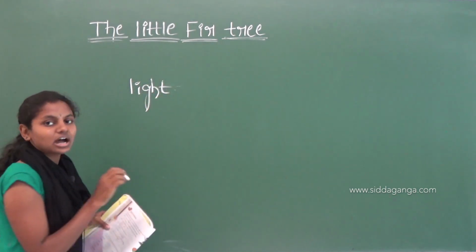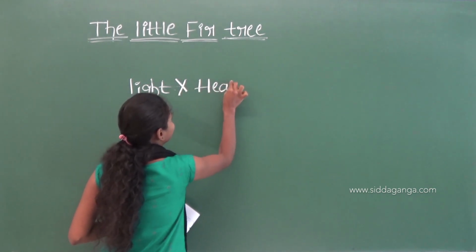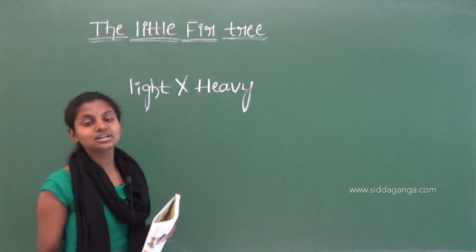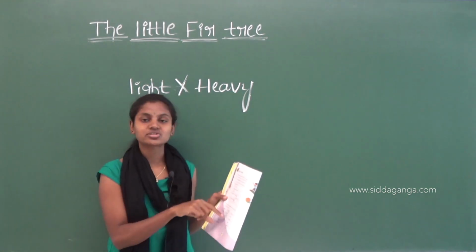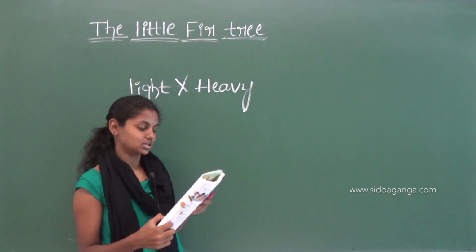For light, the opposite word is heavy. Understood? Like this, you have to write the opposite for the rest of these words. That is circled in red.